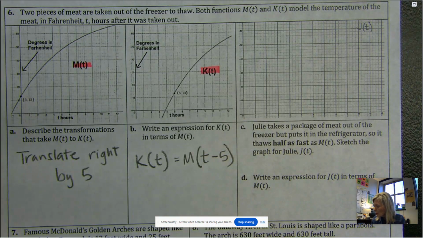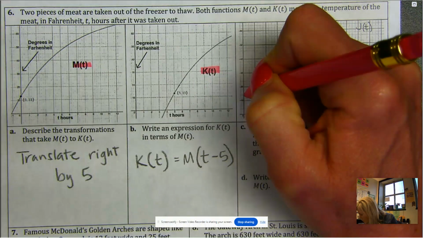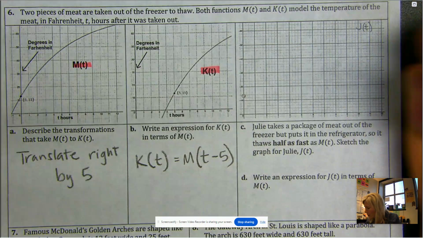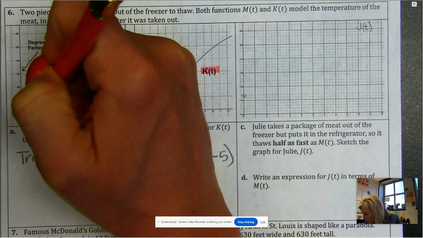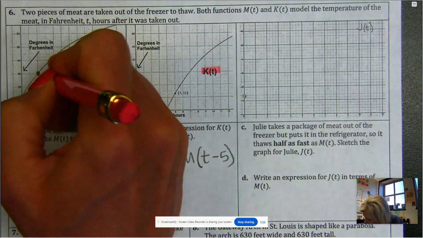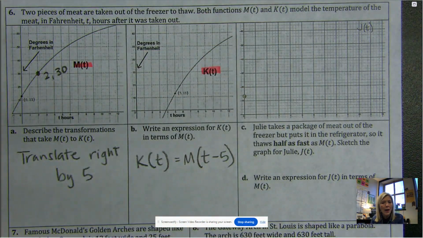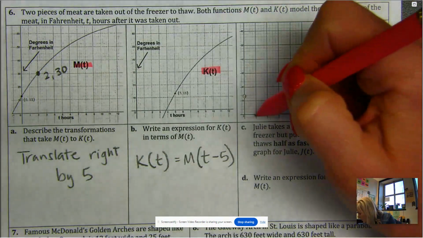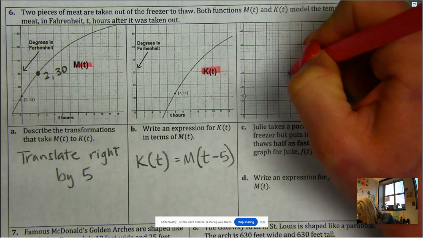Okay, so that means we'd still have a point at 0, 13, which is like here. But then I'm just going to look for another good point. So here's 2 and 30, that point right there. If it's going to thaw at half the speed, instead of 2 hours, it will take 4 hours to get to 30 degrees. So 1, 2, 3, 4, and then up to 30 degrees.